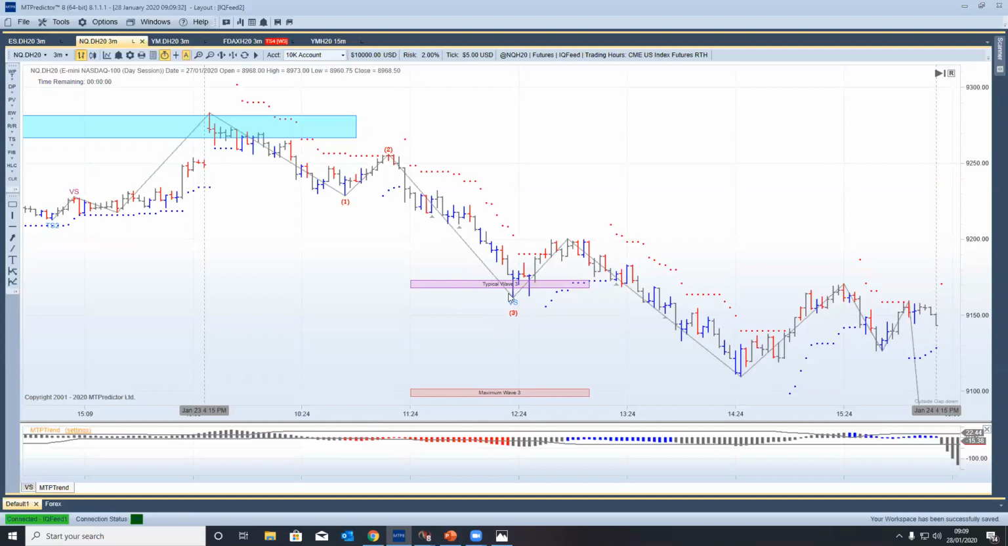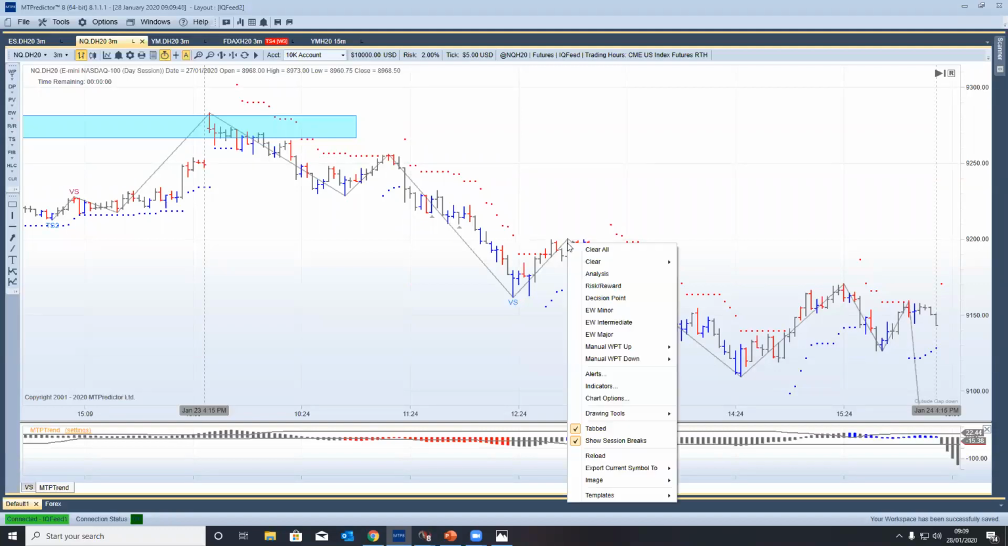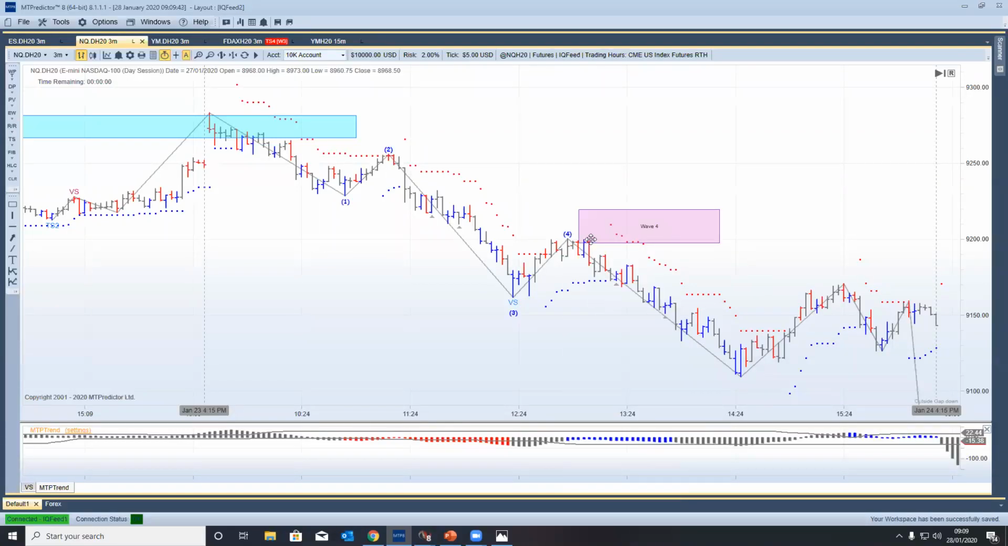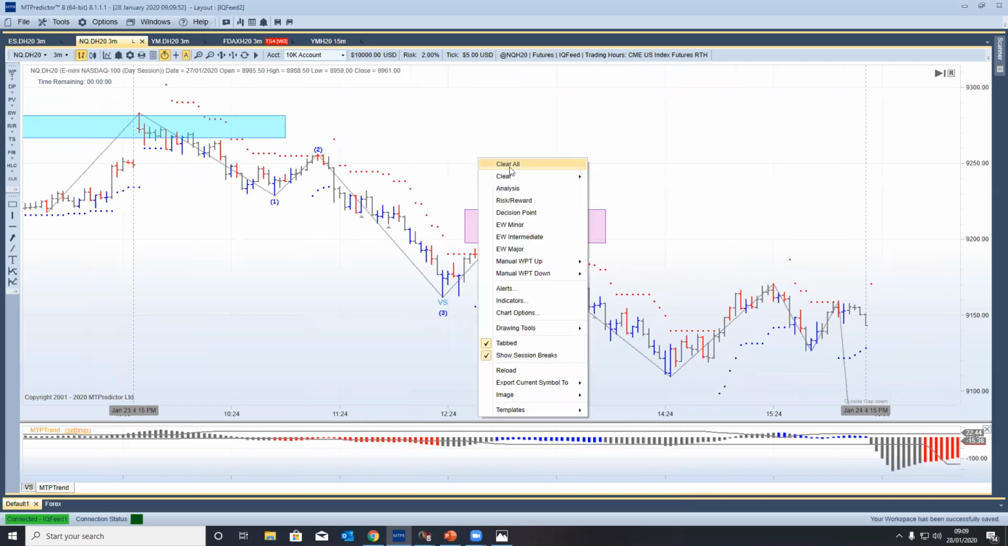So the NQ came down, stopped basically right at the typical wave 3 WPT. I mean, that's just absolutely perfect. If I clear it all off, it then made a correction up into here, which was into the wave 4 WPT. So far, so good. 1, 2, 3, 4, up into the wave 4. What tends to happen after a wave 4?